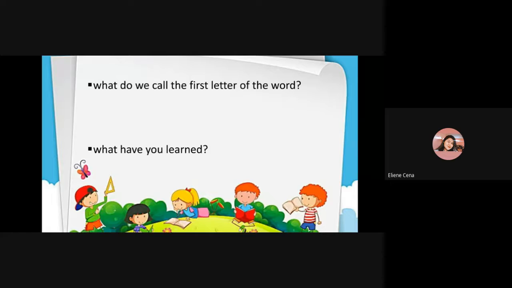Okay, for your generalization, what do we call the first letter of the word? Yes, MJ? Okay, we call the first letter of the word beginning letter. What have you learned? Yes, Abby? Okay, Abby said that she learned how to write words and she knows the beginning letter of the word.